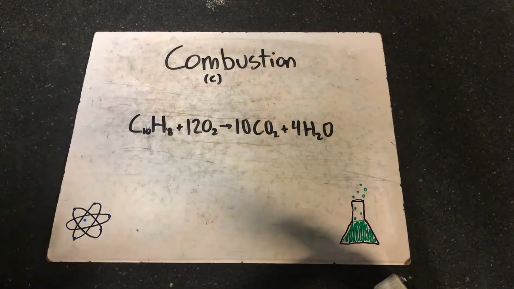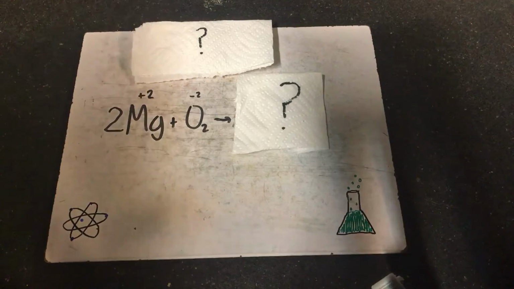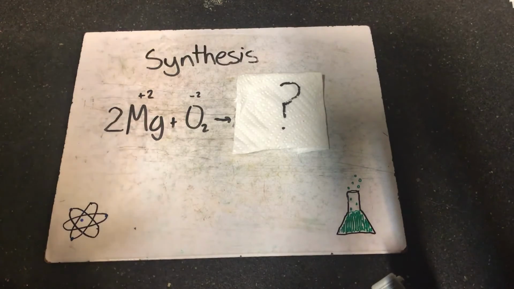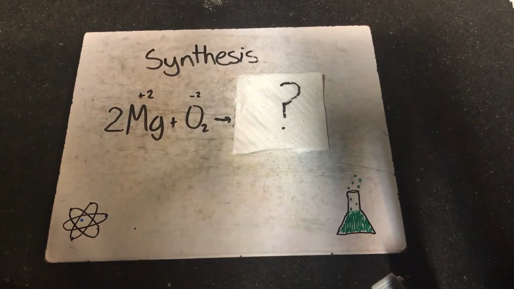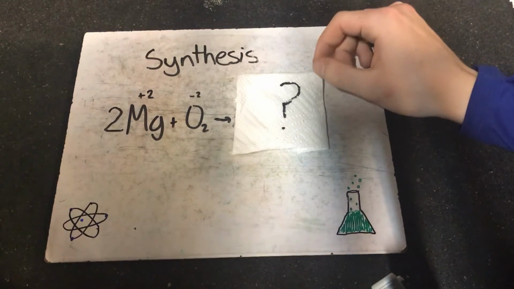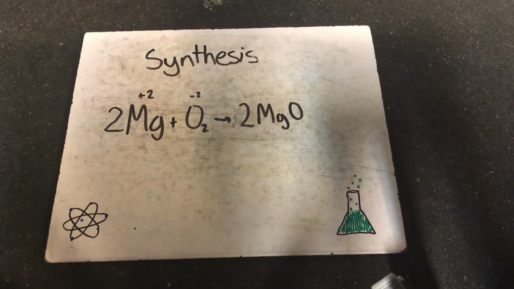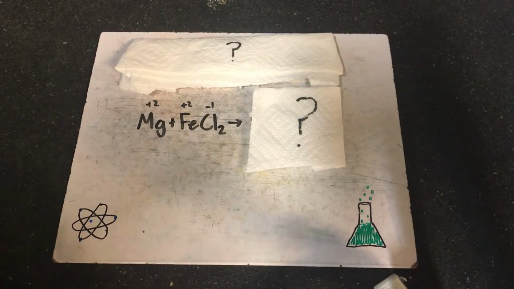Now let's move on to predicting products. First, we have Mg plus O2. You can tell that this is a synthesis equation because it only consists of 2 individual elements. The only reaction that could possibly happen is for the elements to be combined, since there is nothing that can be switched. This then becomes Mg plus O2, which yields MgO, and when balanced becomes 2Mg plus O2, which yields 2MgO.